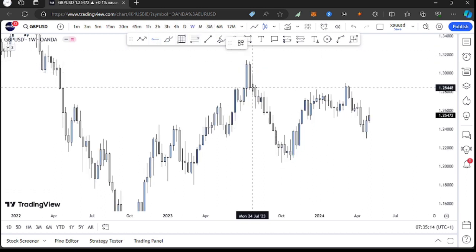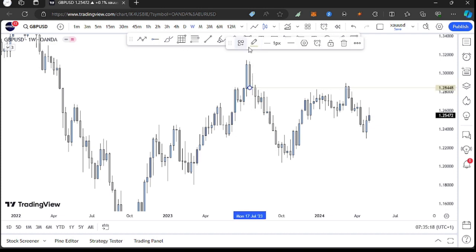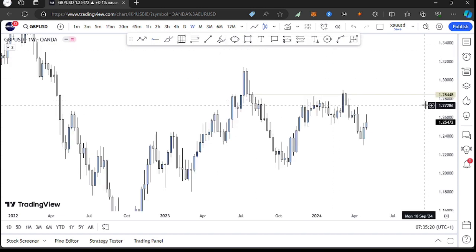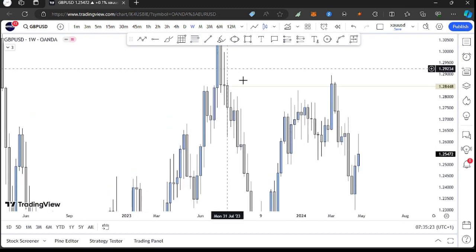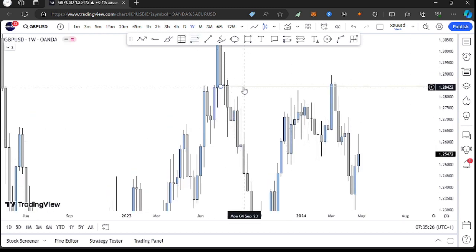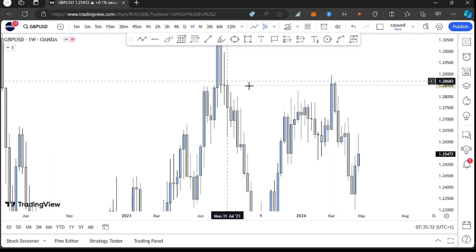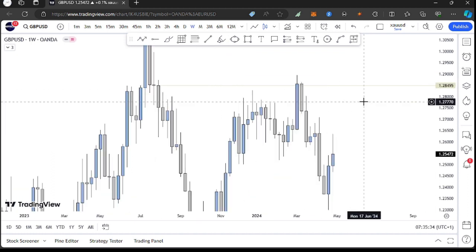So the Great Britain pound against the United States dollar came around here. This is the weekly, it came around this level, and then we had rejections at this level, so that's like the resistance on the weekly. If you go to the daily, maybe it can be refined.